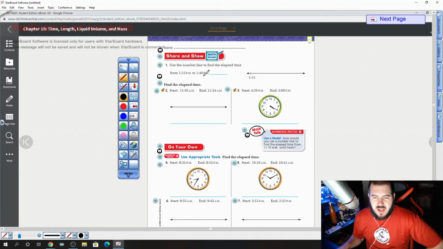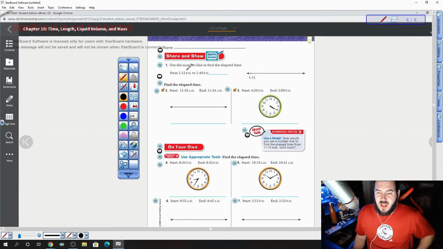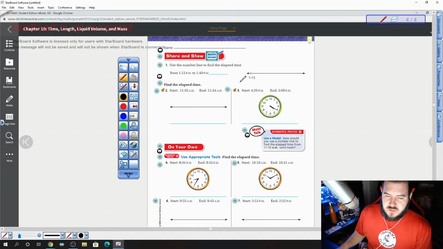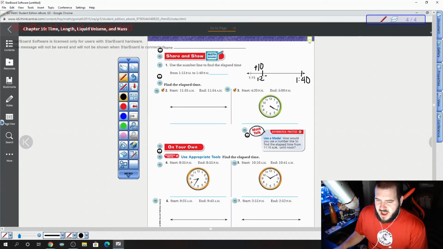Okay, let's go ahead and, for number 1, we're going to use the number line to find the elapsed time. So we're starting at 1:15 and going to 1:40. Again, I'll put my end time down here as 1:40. And we will add tens until we get to 1:40. So adding 10 to 1:15 is going to get me 1:25. 15 plus 10 is 25. We'll add another 10 to get to 35.